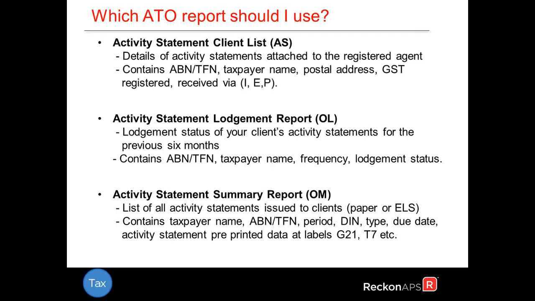And obviously the previous 6 months will be determined based on when you request or receive that report. The activity statement summary report, which is the OM report, lists all of the activity statements issued to clients, be it in a paper or an ELS format. It contains the taxpayer name, the ABN, the TFN, the period of the activity statement, whether it be monthly or quarterly, the document identification number, the type of activity statement, the due date, and obviously the data that would normally appear on a pre-printed document. That is a G21, T7, and so on.